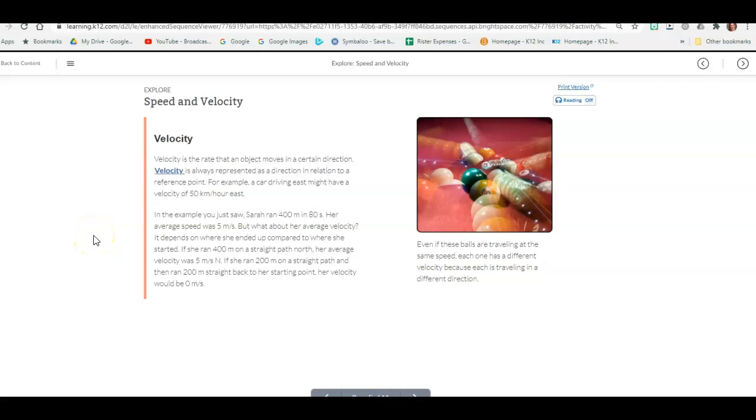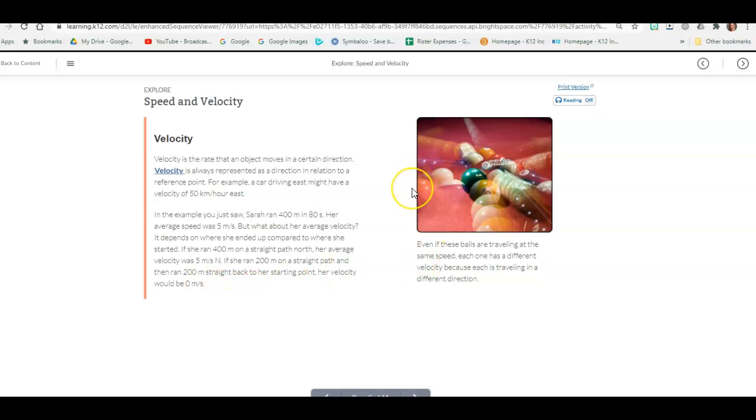In the example you just saw, Sarah ran 400 meters in 80 seconds. Her average speed was 5 meters per second, but what about her average velocity? So it depends on where she ended up compared to where she started. If she ran 400 meters on a straight path north, her average velocity was 5 meters per second north. If she ran 200 meters on a straight path and then ran 200 meters straight back to her starting point, her velocity would be 0. So this is kind of like we discussed in a live session recently about displacement.